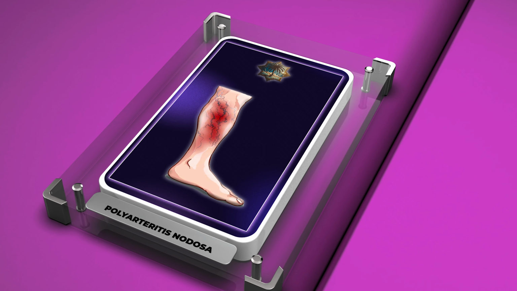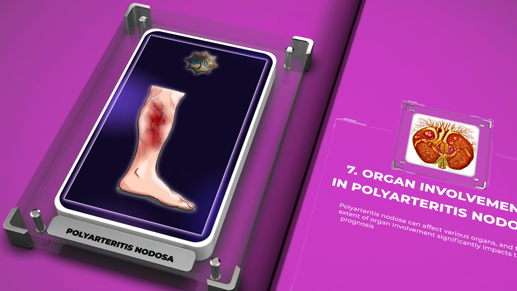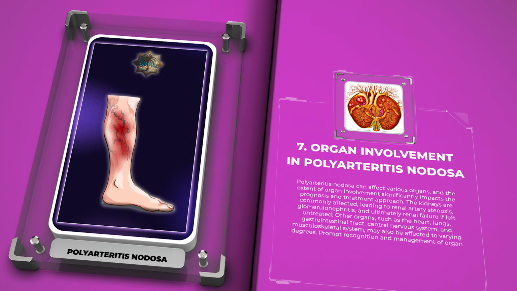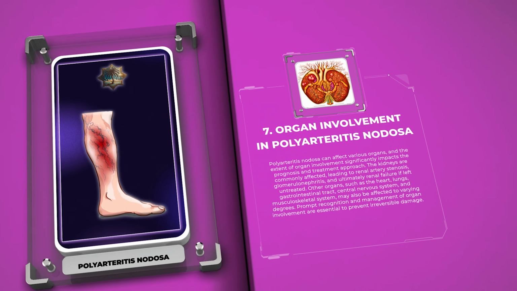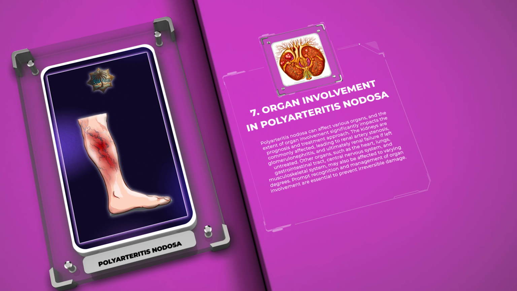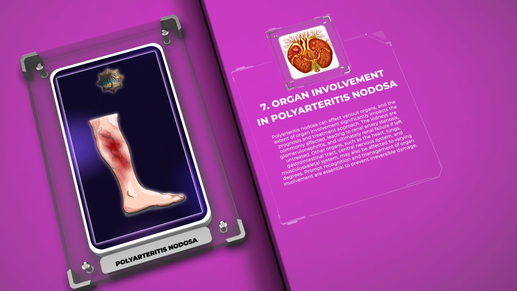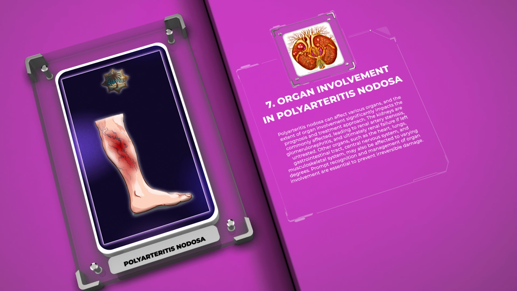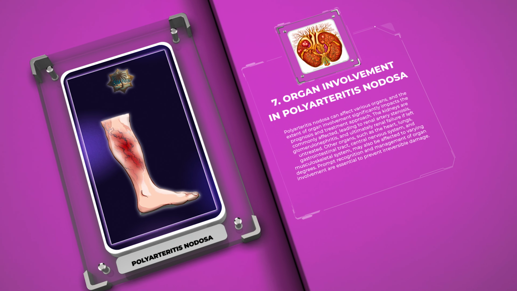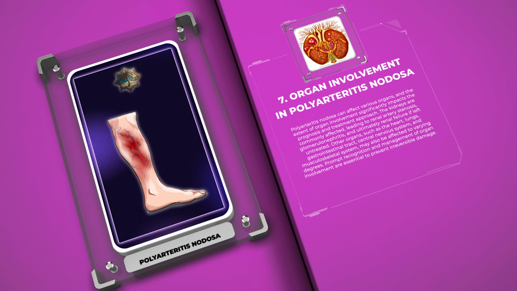Polyarteritis nodosa can affect various organs, and the extent of organ involvement significantly impacts the prognosis and treatment approach. The kidneys are commonly affected, leading to renal artery stenosis, glomerulonephritis, and ultimately renal failure if left untreated. Other organs, such as the heart, lungs, gastrointestinal tract, central nervous system, and musculoskeletal system, may also be affected to varying degrees. Prompt recognition and management of organ involvement are essential to prevent irreversible damage.